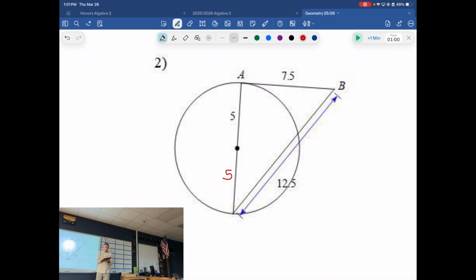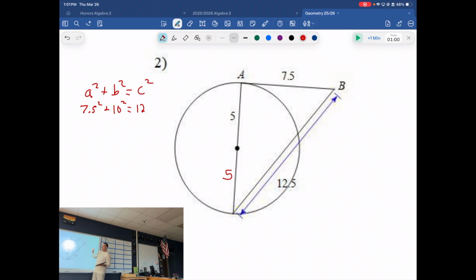Now I can use our theorem that a squared plus b squared has to equal c squared. What's the length of A? What's my A going to be? 7.5. Does it matter if I said it was 10? It doesn't. You could use either one. My b squared is 5 plus 5, which is 10. My hypotenuse is 12.5 squared.